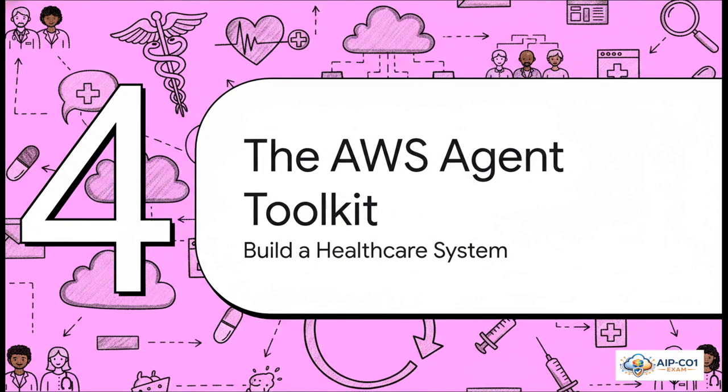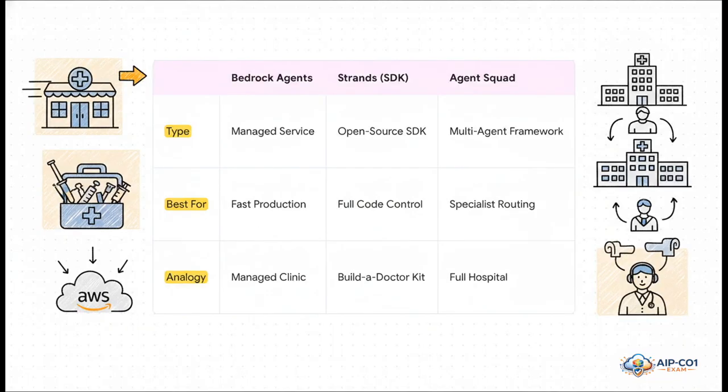Okay, so we've built our specialist doctor. Now it's time to zoom out a bit. Welcome to Section 4, the AWS Agent Toolkit. We're not just thinking about one doctor anymore. Now, we're thinking about building the entire healthcare system. And this table really breaks it all down.